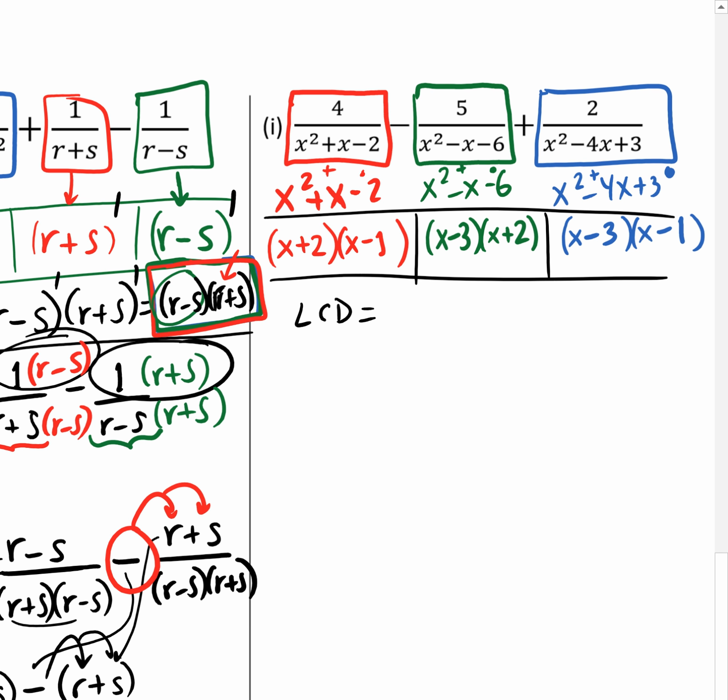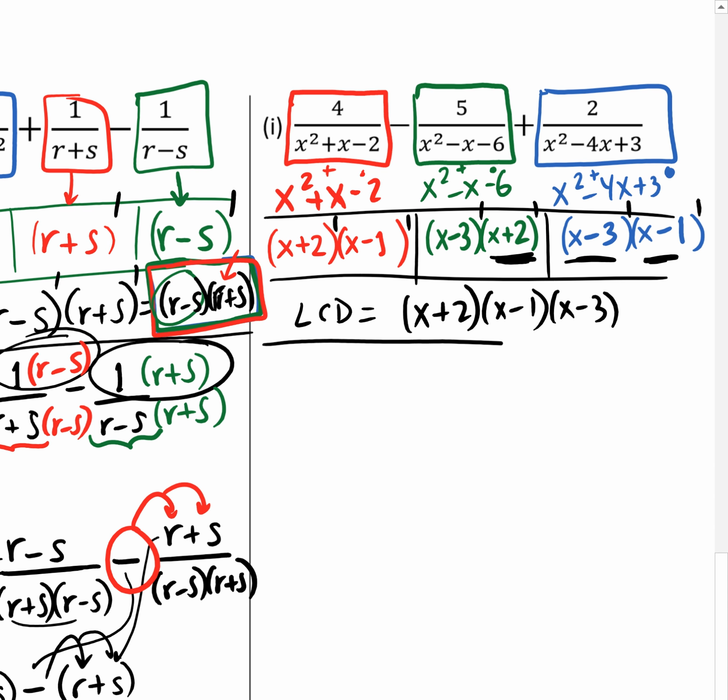Okay, LCD, it should contain every factor I see. Just from left to right, I'm going to grab x plus 2, x minus 1, and x minus 3. When I get here, I realize I already have x plus 2, I already have x minus 3, I already have x minus 1. And for each of these, the most number of times you see them is once, because everybody has a power of 1. I don't see any powers larger than 1 here, so I really only need 1 of each. So 1 of each of those 3 factors is my least common denominator.